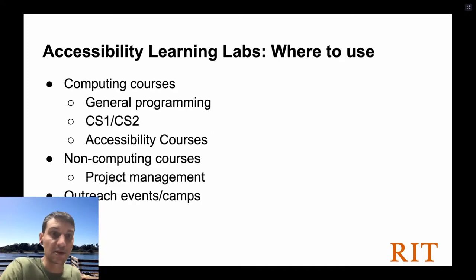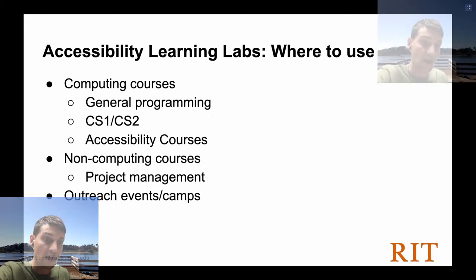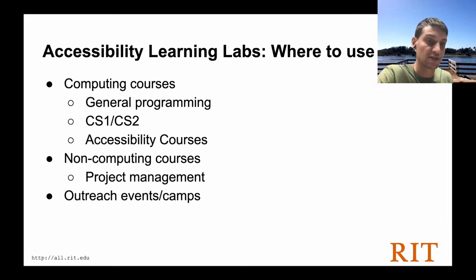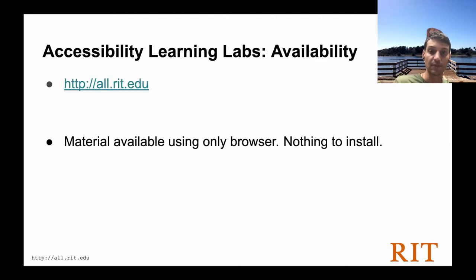Where these labs can be used: they can be used in a variety of computing courses, such as general programming, CS1, CS2 courses, obviously accessibility courses, but they can also be used in non-computing courses, such as project management classes, and we've used these in outreach events and camps. We found from an observational perspective that these materials a lot of times will get folks interested in computing. Maybe they weren't thinking about accessibility as a computing topic. And so we've actually found that a lot of younger folks have been really interested in accessibility after using our material. So again, you can use all of our material at all.rit.edu.